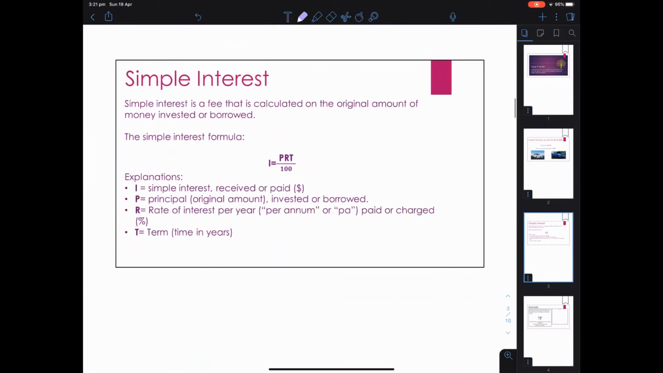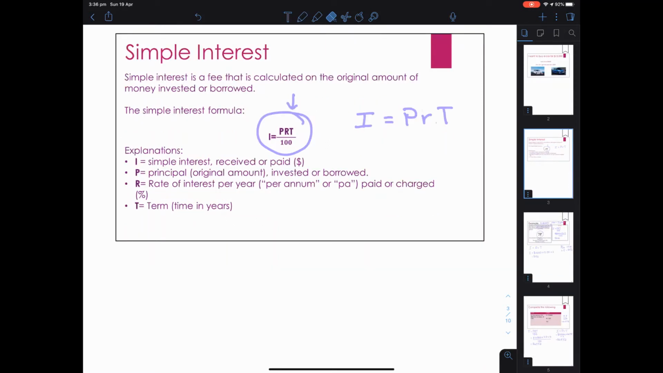So we have our rule for simple interest. There's two forms that this rule can take. We can either have I equals PRT over 100, or we can use I equals PrT. That r should be a little r because it is a slightly different number than the one in the original form. So this is our first form.